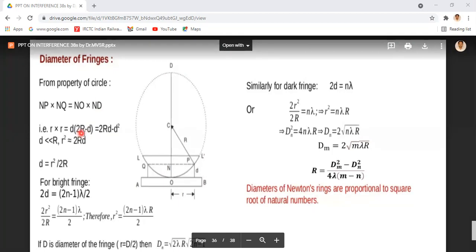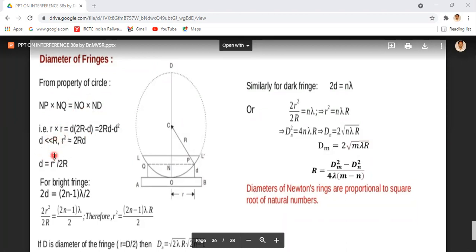Yes, sir. The value of NO is equal to d. The value of ND is needed, so from the total value 2R, subtract d, and what remains is the ND value. This is from the property of circles.